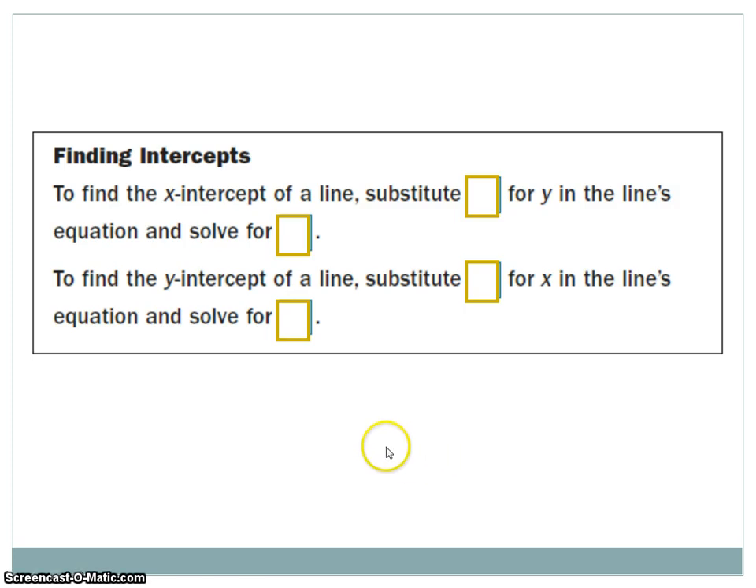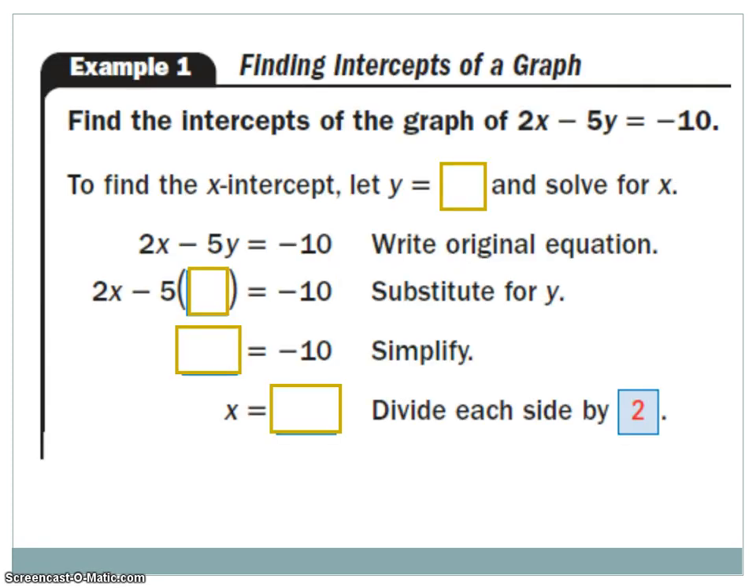To find the x-intercept of a line, you substitute 0 in for y in the line's equation and then solve for x. To find the y-intercept of a line, substitute 0 in for x into the line's equation and solve for y. You are essentially doing two problems in one.